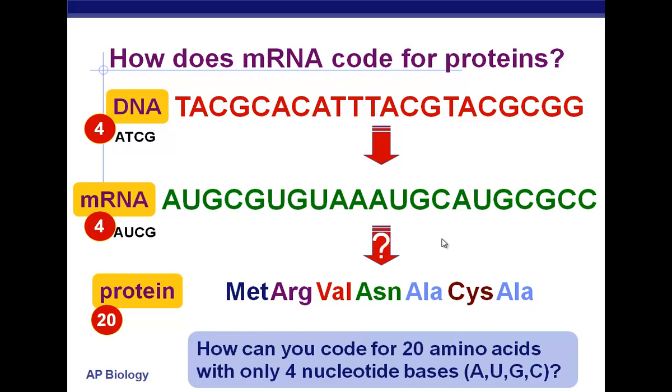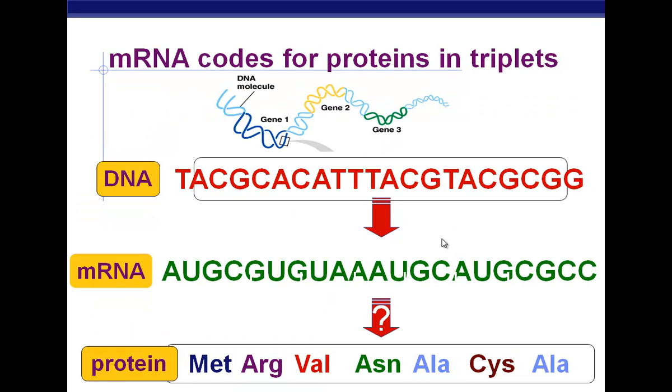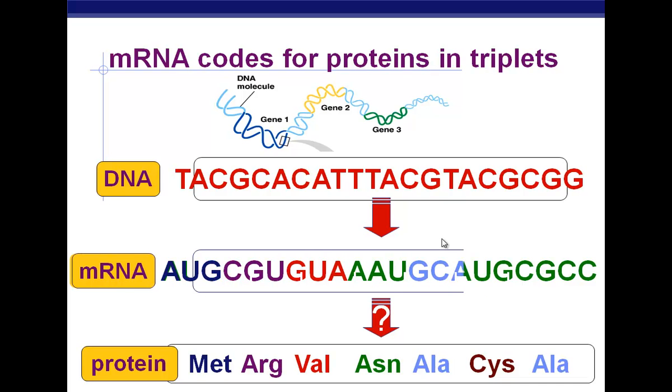Now, the idea of how you can code for 20 amino acids with only 4 nucleotide bases, right? That's the idea of how we discovered that there are these things called codons. And so I'm going to fast forward through these things for a second. You can see that we're going to start to divide things up into groups of 3.